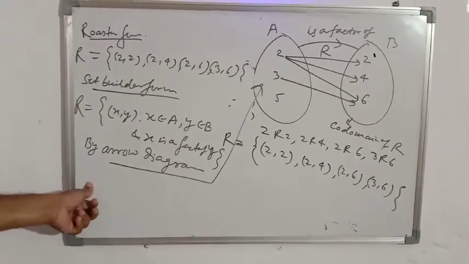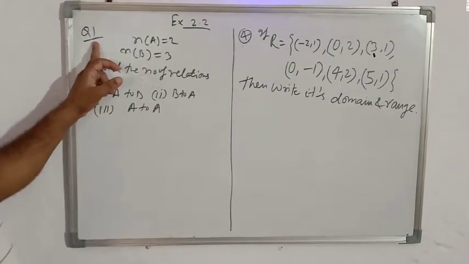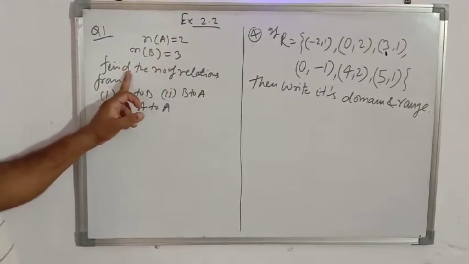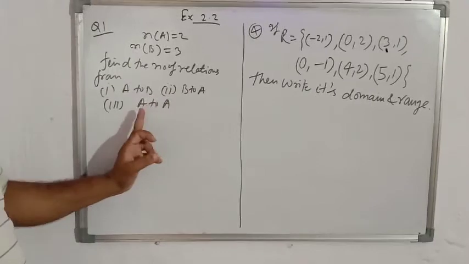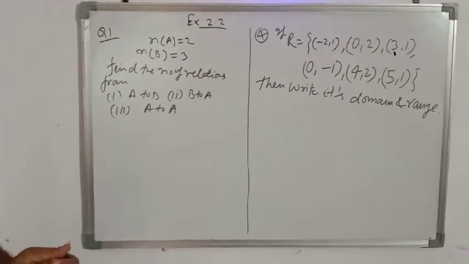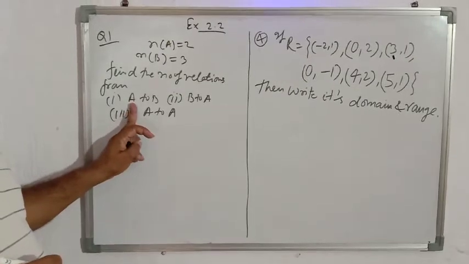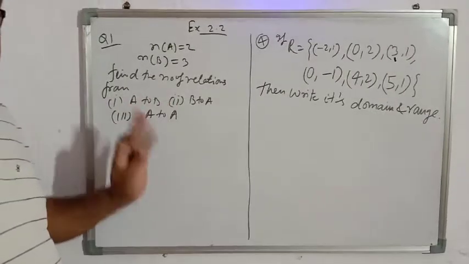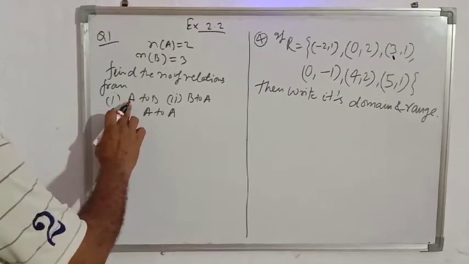Now we will discuss some questions from the exercise. Question number 1. Cardinal number of set A is 2, cardinal number of set B is 3. We have to find the number of relations from A to B, second part B to A, third part A to A. So how many total relations from A to B? We know that every subset of A cross B is a relation from the set A to the set B. So a relation is a subset of A cross B.